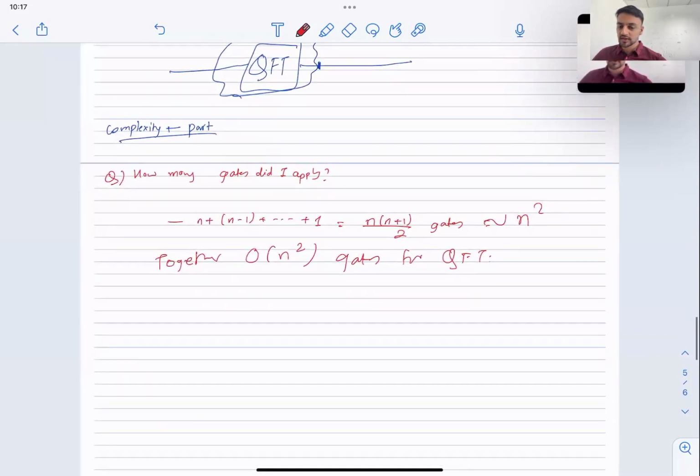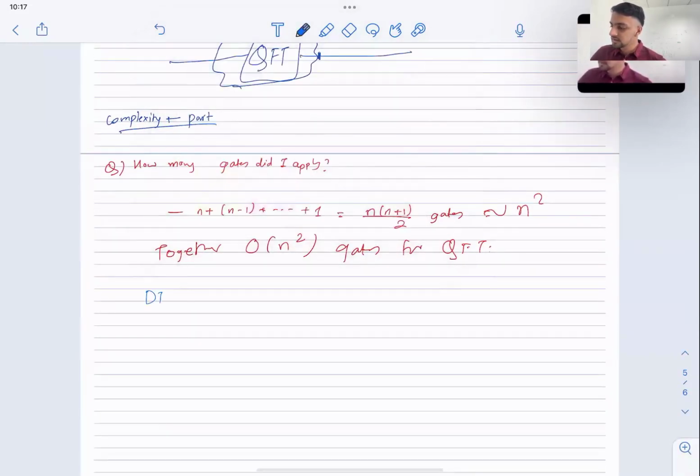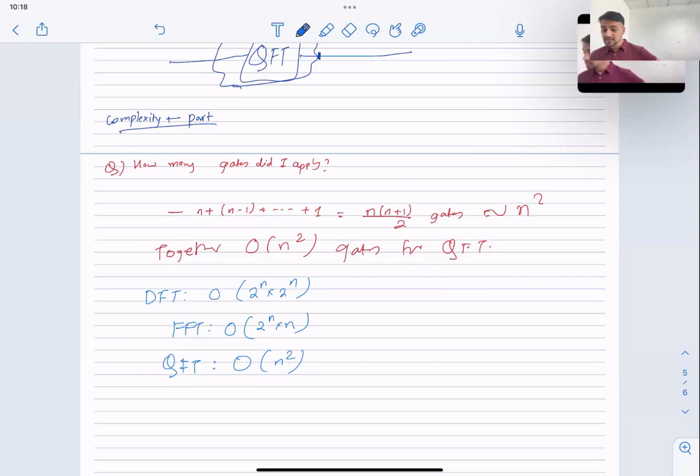Okay, so now this is great because what you need to understand is DFT requires, as I said, a 2 to the n by 2 to the n matrix, correct? FFT requires 2 to the n times n, but QFT requires n squared. So this is the algorithmic speed up that QFT offers.